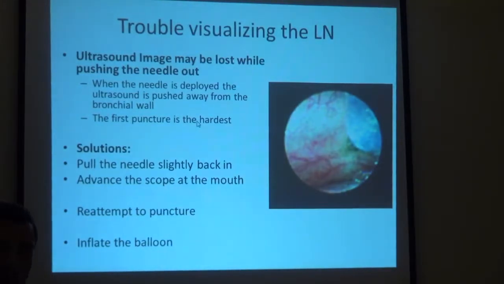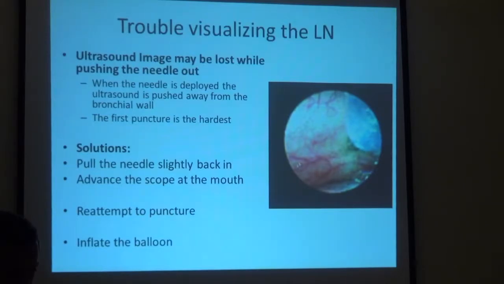Sometimes you also have trouble visualizing the lymph nodes, and it may be while puncturing most commonly. So sometimes you saw your lymph node and you stick the needle out, and then suddenly you lose your image. So what do you do? What you're trying to achieve is real-time puncture. You want to be safe, you want to make sure your needle went where you want it to be. You saw your green dot, and even some processors, Fuji for example, show you the trajectory of how your needle is going to go. But then after you puncture, you lose the image.